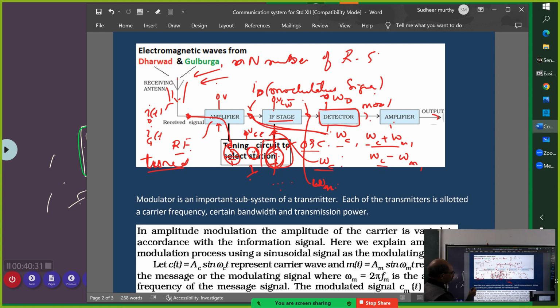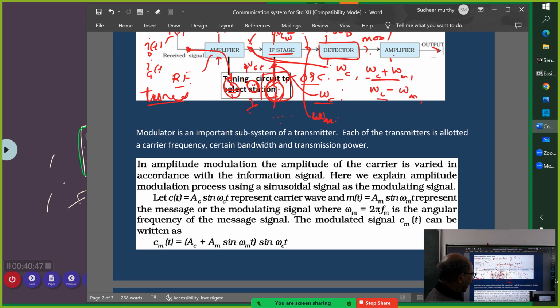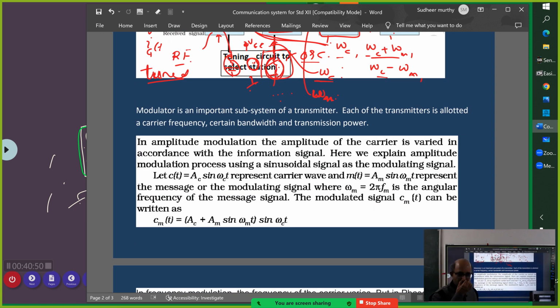So, good. Modulator is an important subsystem of a transmitter. Each of the transmitters is allotted a carrier frequency, certain bandwidth and transmission power. I have already explained this to all of you. Now I am explaining this to you slowly so that at every stage you understand it clearly. But if you still have doubt, you can ask. Now, there are different types of modulation.